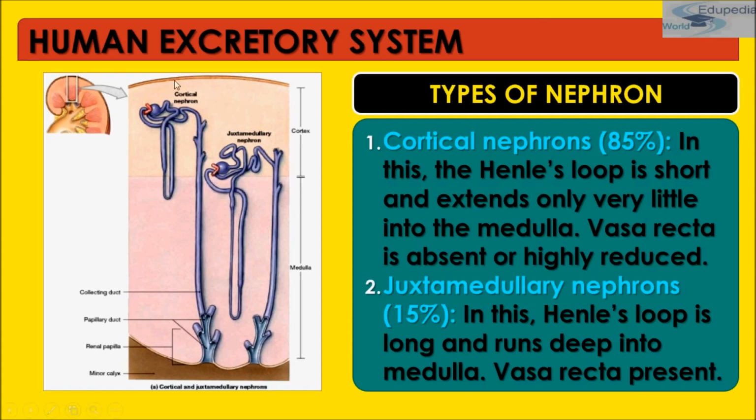That means the loop of Henle, as we just saw in the previous diagram, dips into the medullary part, but in the cortical nephron, which is a type of nephron, the loop of Henle is too short and extends only very little into the medulla. Such nephrons are called cortical nephrons. Now comes the juxtamedullary nephron. In the remaining 30% of nephrons, the loop of Henle is very long and runs deep into the medulla, and that's the reason they are called juxtamedullary nephrons. And the vasa recta is also present in it.